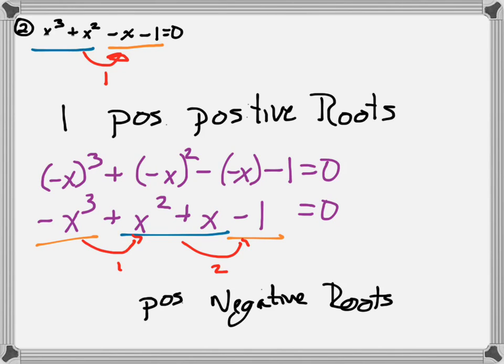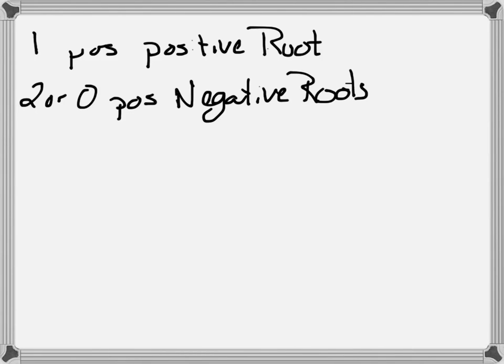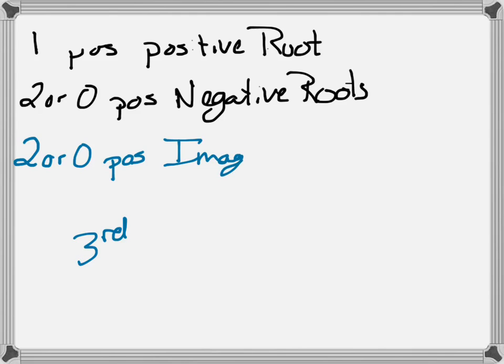So how many possible negative roots did I end up with? 2. Or 0. So you count down from the 2. And so what was our degree in this problem? 3. So we had a 3rd degree. And so that means that my imaginary is 1 less than that, 2 or 0 possible imaginary roots.